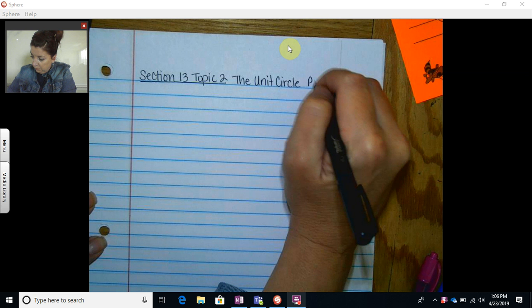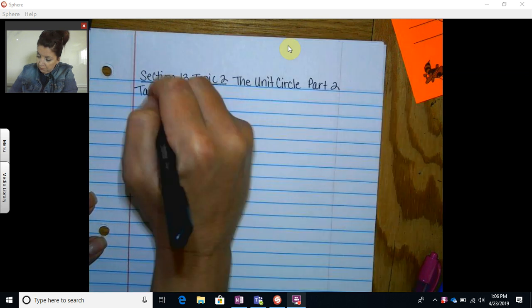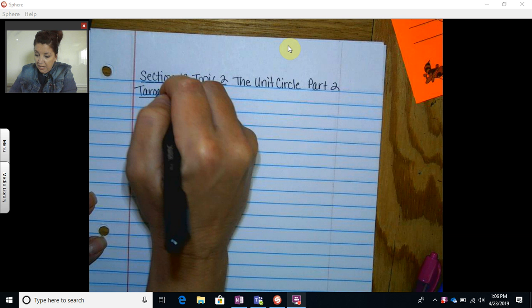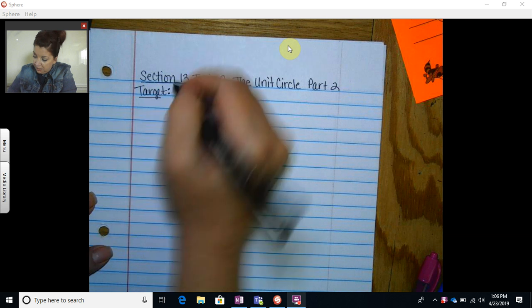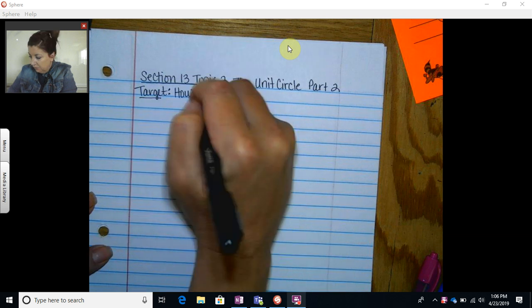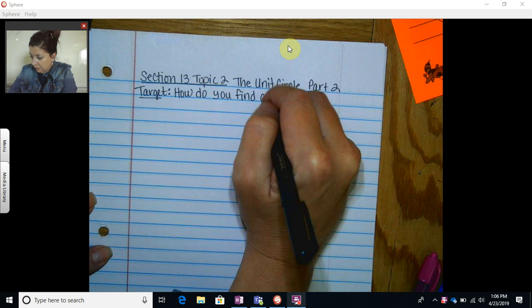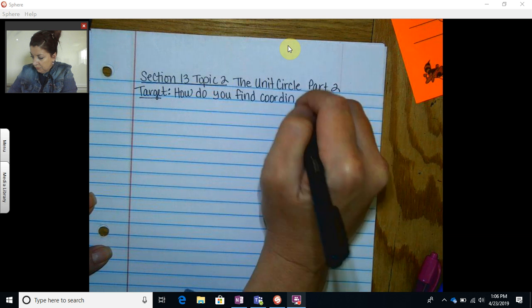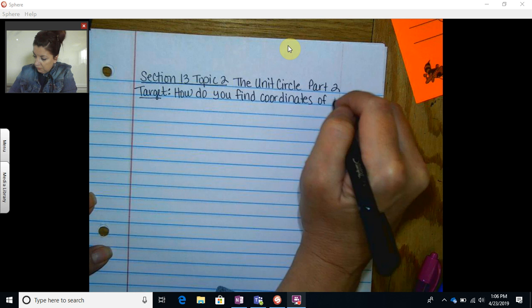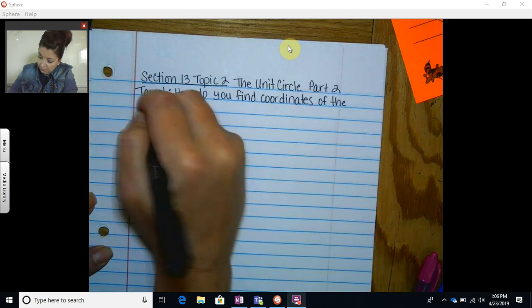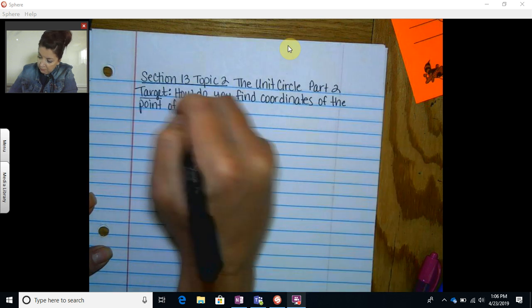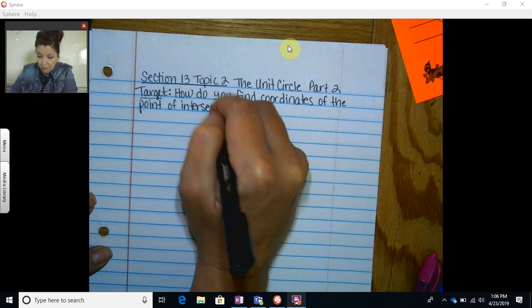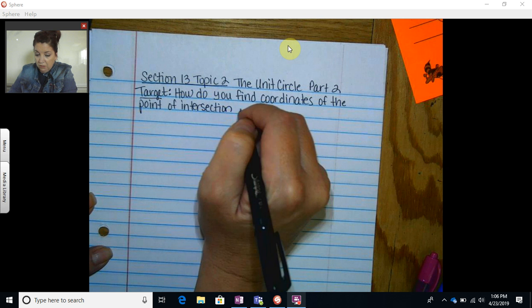And the target. How do you find coordinates of the point of intersection of the unit circle at a given point?